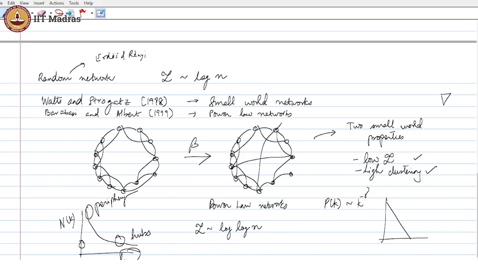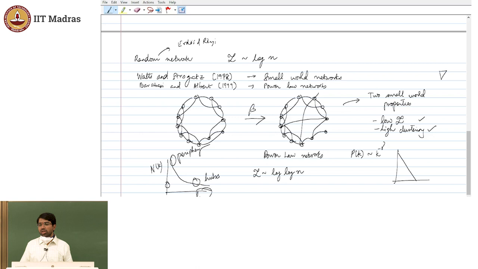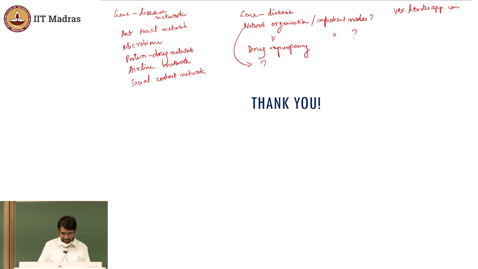Okay. So, we then talked about these three different kinds of networks. And these networks have lots of applications in biology. And you folks already gave me a lot of interesting applications. We talked about gene disease networks, ant social networks, microbiome analysis, protein drug networks, and so on. Or even social contact networks for vaccination and things like that. So there are lots of applications for network biology.